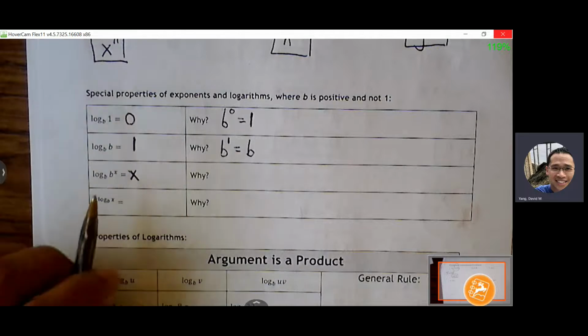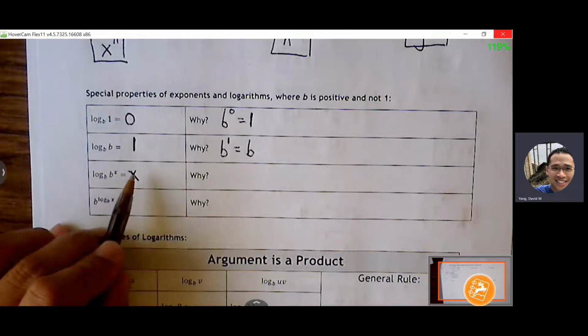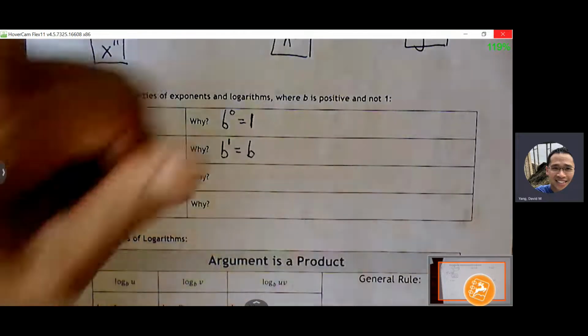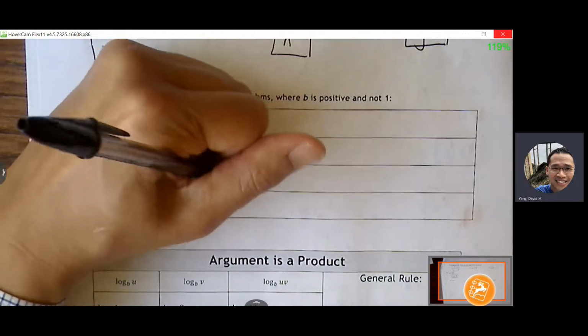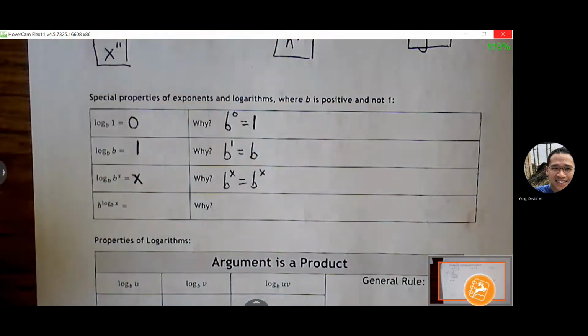And the reason that we know this is true, right, if we go through this process converting to exponential form, b raised to the x is equal to b raised to the x.